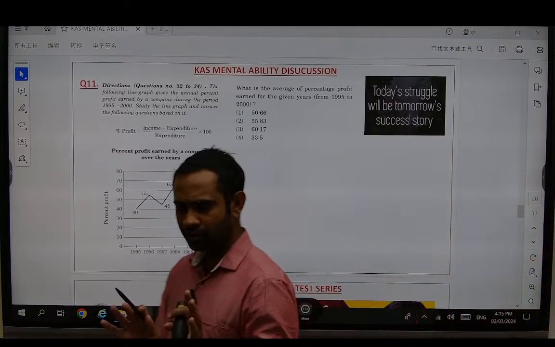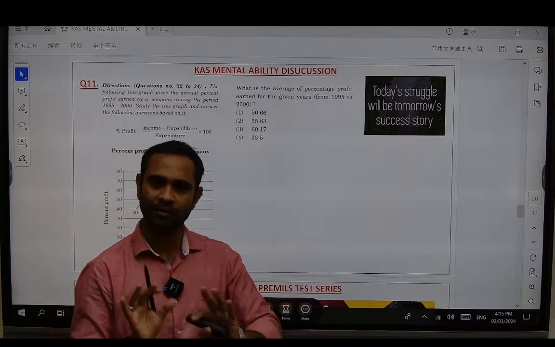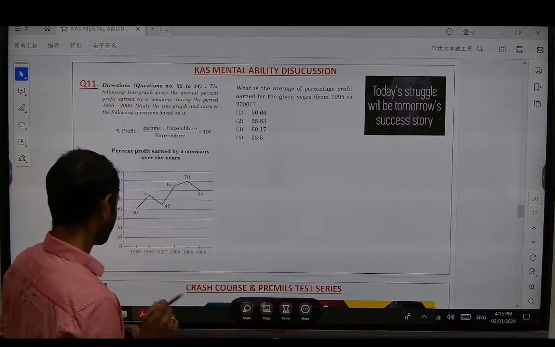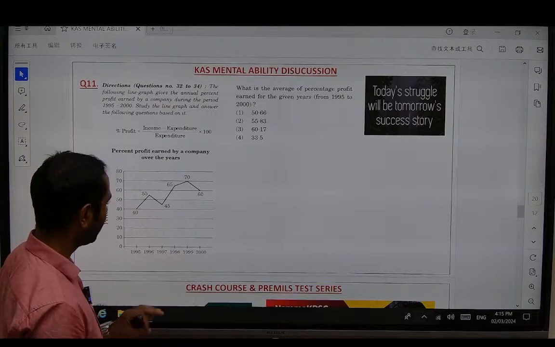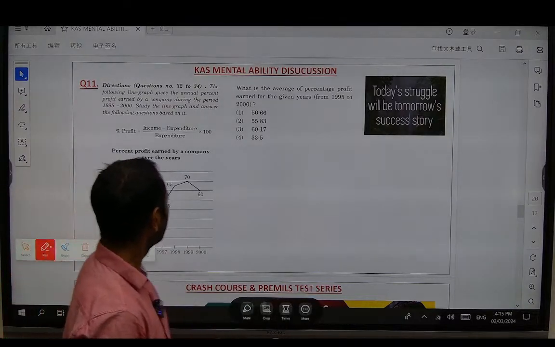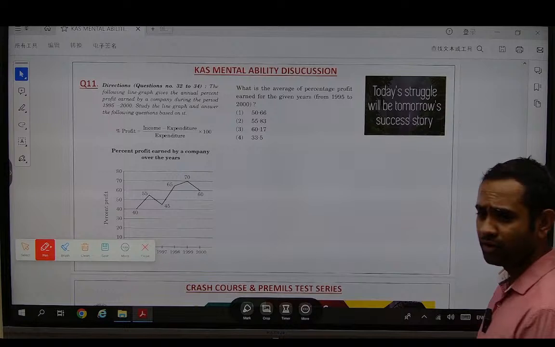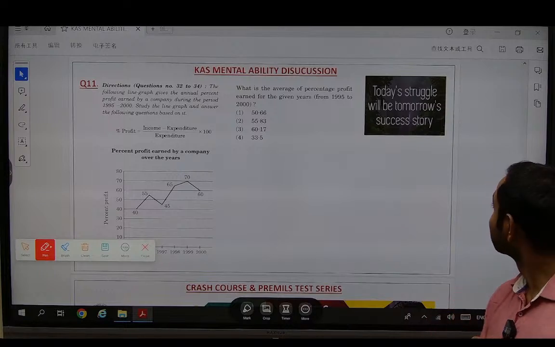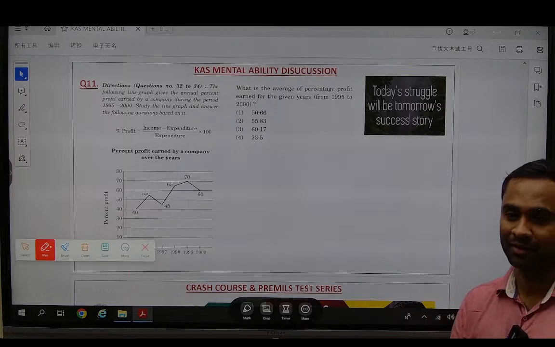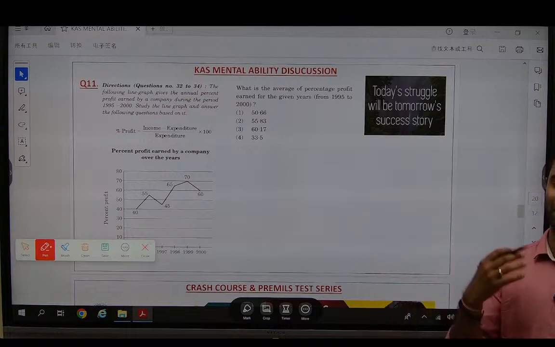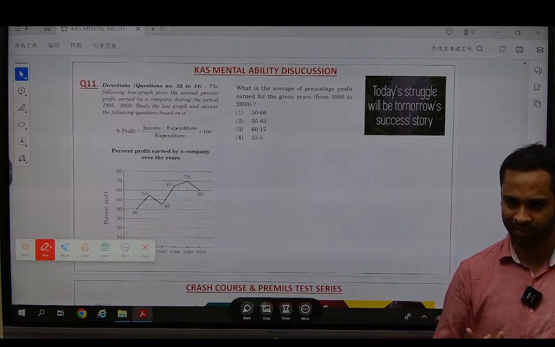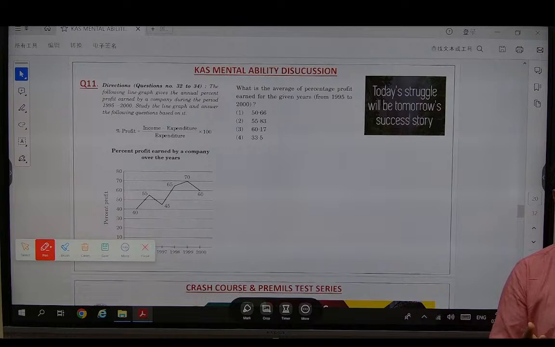So you might not have realized, but we have learned a lot of things, okay, in just 1 hour. Now, this is the average problem. So today's struggle will be tomorrow's success story. See, I put this so that you also get motivated, I also get motivated, right? So for both of us, motivation is required.